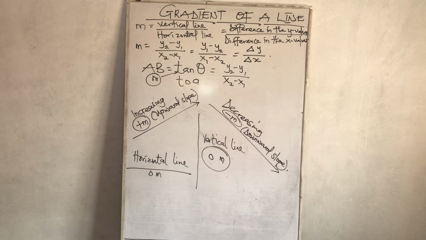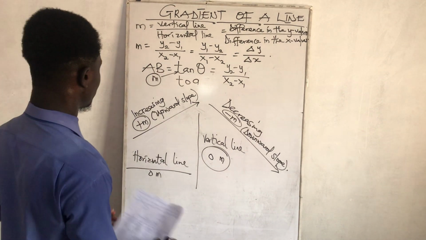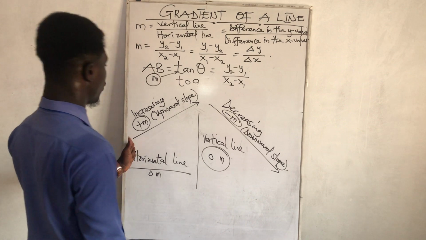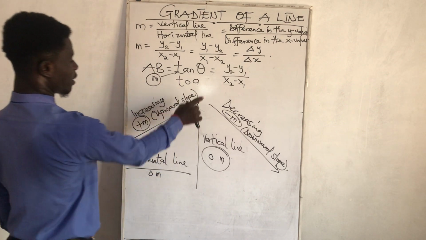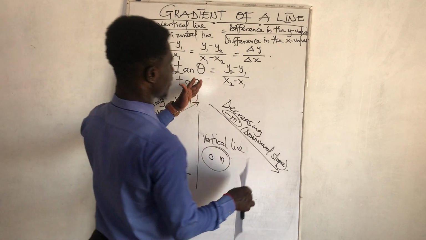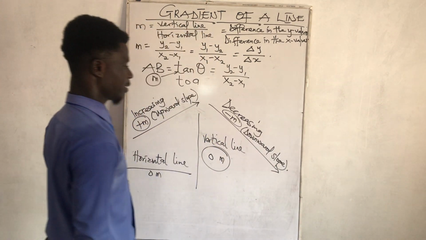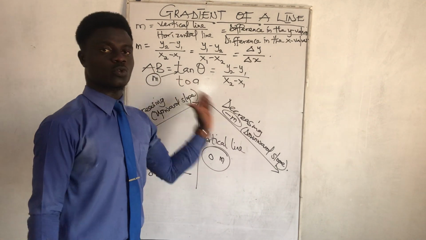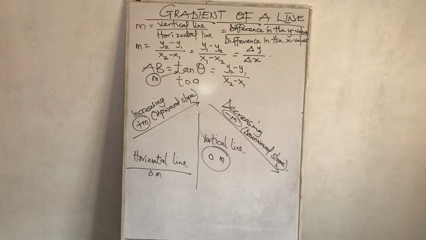Alright, so let's see. So this one, the line is rising from left towards right, which is increasing or an upward slope. And this one, the line is falling from left towards right. So take note of that properly.